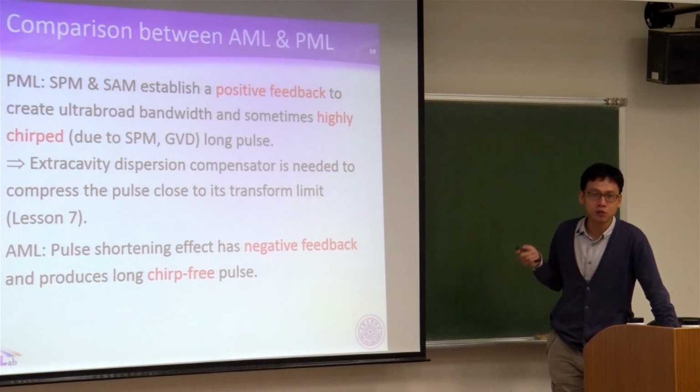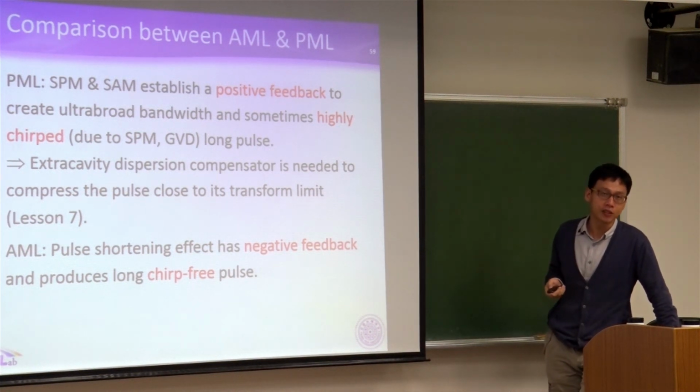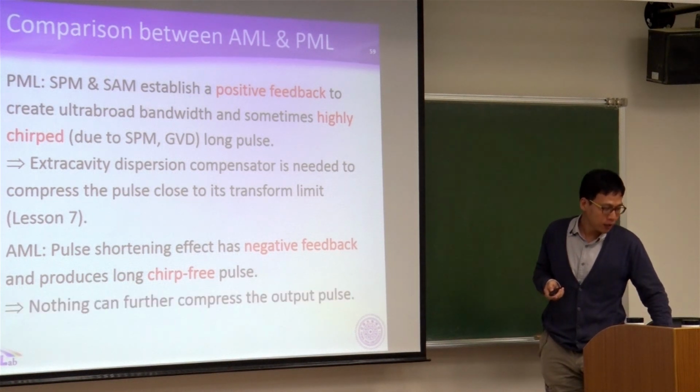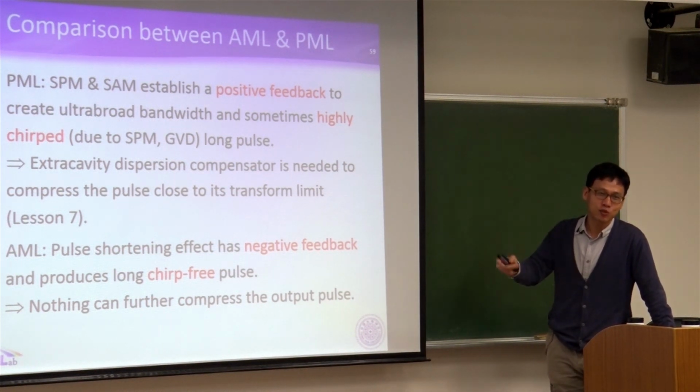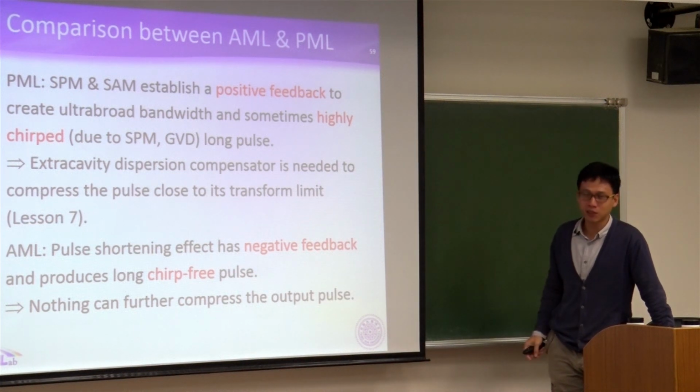And we do not use any phase modulation. So the output pulse is usually chirp-free. Okay? But it also means nothing can further compress the output pulse. That's already the best you can have. Extra dispersion compensator does not help in active mode locking.